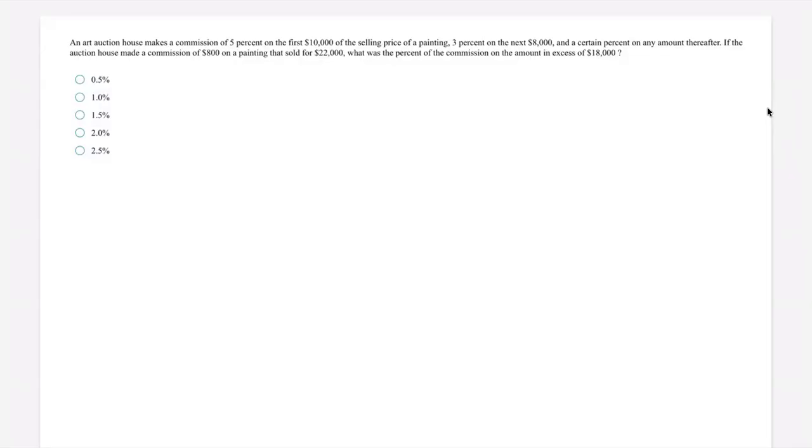An art auction house makes a commission of 5% for the first 10,000 of the selling price of a painting, 3% on the next 8,000, and a certain percent of any amount thereafter. Okay, that I don't know how much it is.